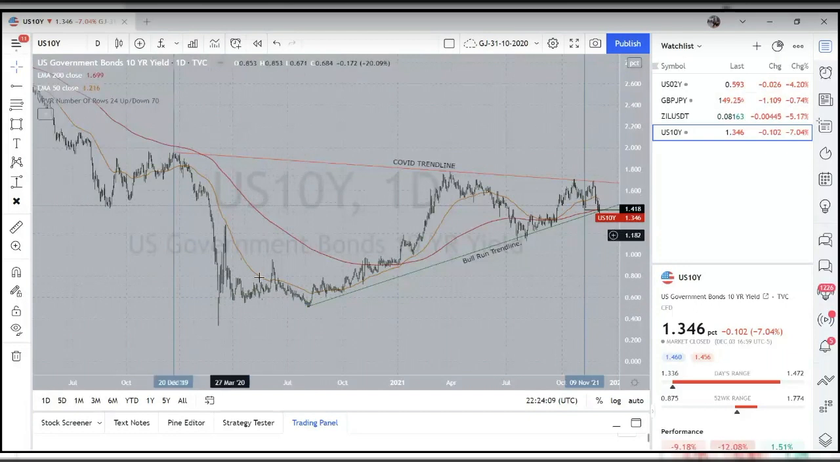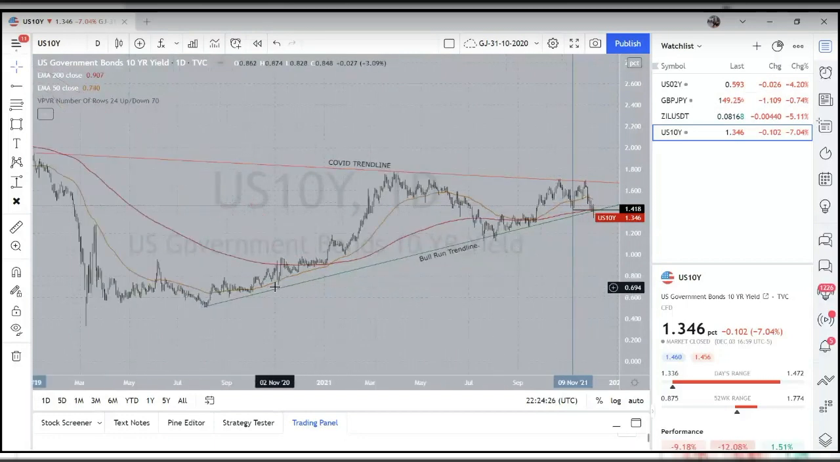But as you can see, the bonds started leveling off around August. And I believe August is when we started getting the real bull run happening in crypto. I'll overlay the Bitcoin chart in a second. But as we can see, we've just got this bull run trend line here. We've got the COVID trend line here.